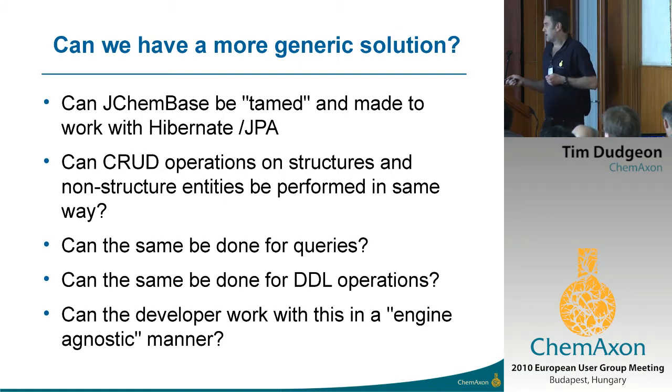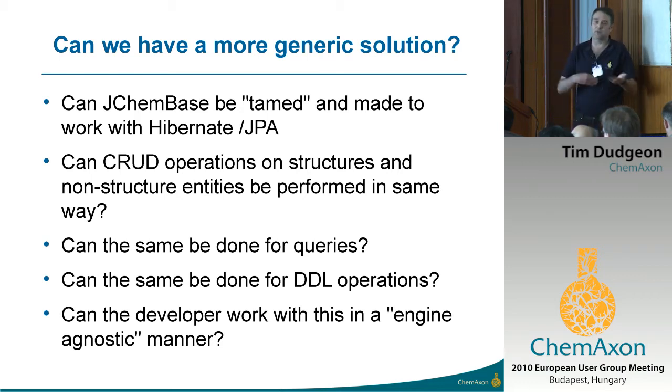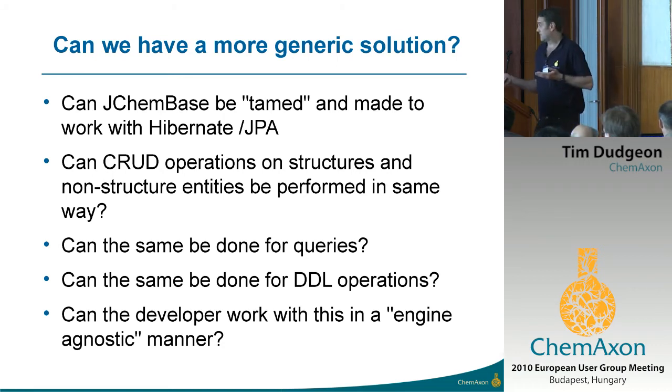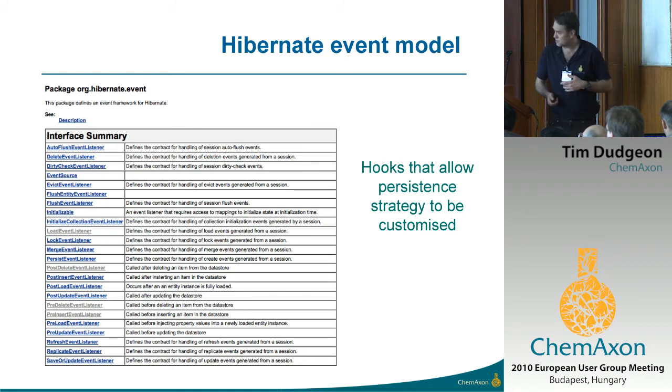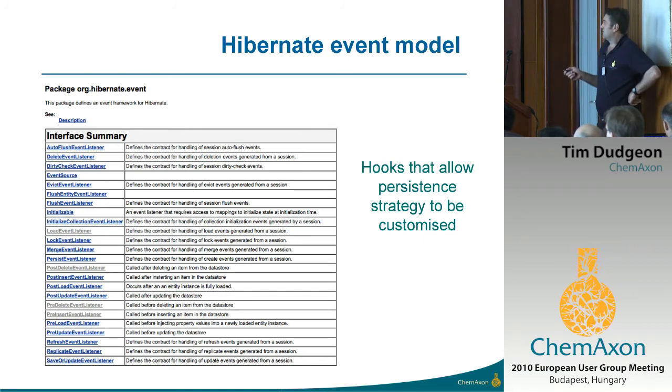And can the developer work with all this in an engine-agnostic manner so that we can just plug it? We can plug in the cartridge, or we can plug in JChem Base, or we can plug in a Daylight cartridge. From the developer's point of view, they build the application in the same way. So that was our challenge. And the solution to it, basically to the persistent part of it at least, is the Hibernate event model.